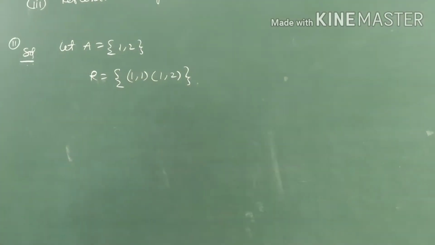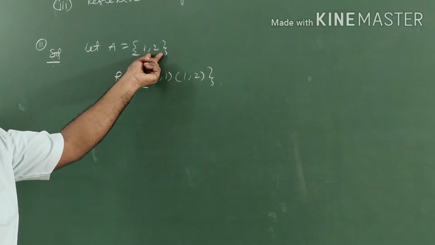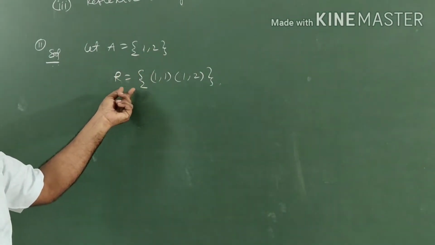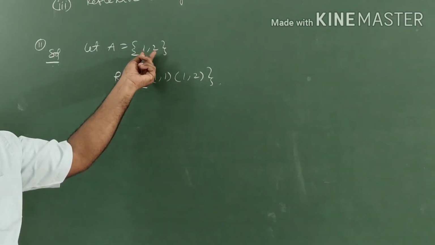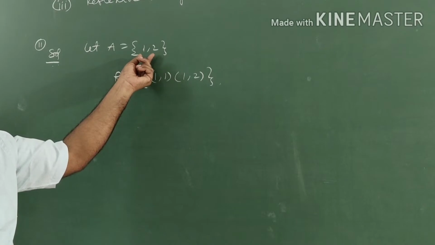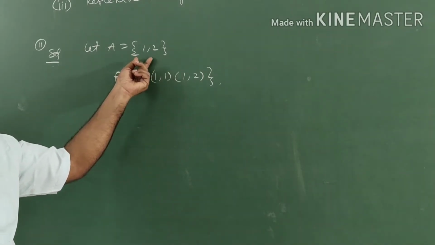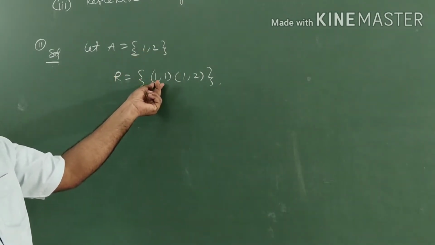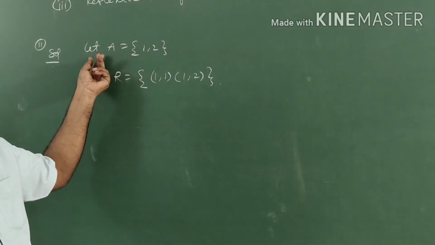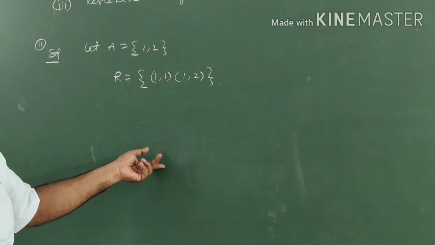See here, the set contains 1 and 2, and the relation has only the (1, 1) ordered pair. There is no (2, 2) ordered pair, hence it is not reflexive. Why? Because reflexive means each element of A is related to itself. Each element of A means 1 has (1, 1), whereas 2 belongs to that set, but (2, 2) is not here, so it is not reflexive.